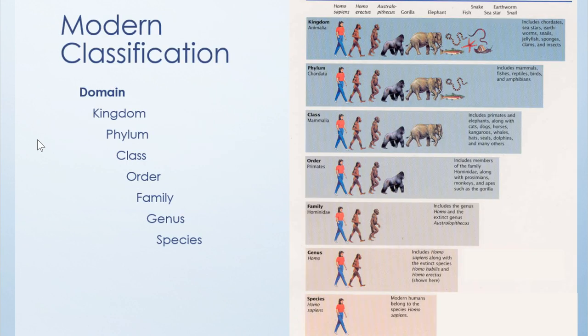All right, so modern classification is domain, kingdom, phylum, class, order, family, genus, species. And over here you can see us. We are Eukarya is our domain, Animalia, Chordata, Mammalia, Primates, Hominidae, Homo sapiens.